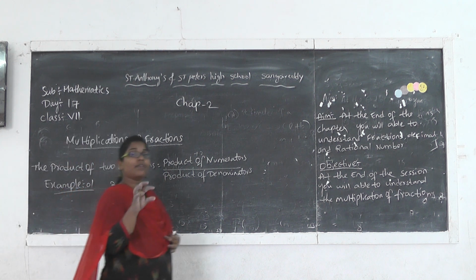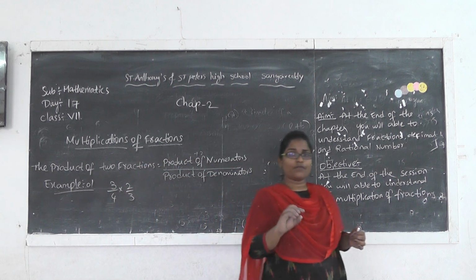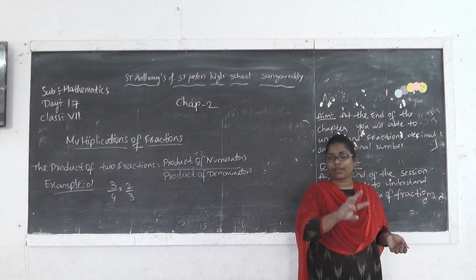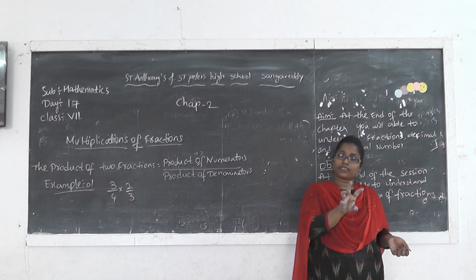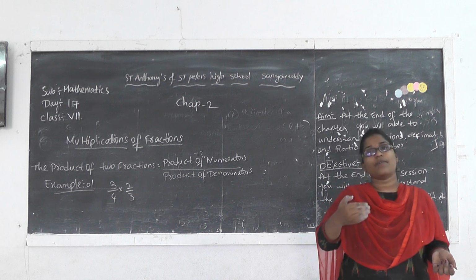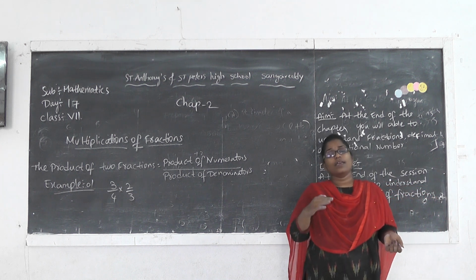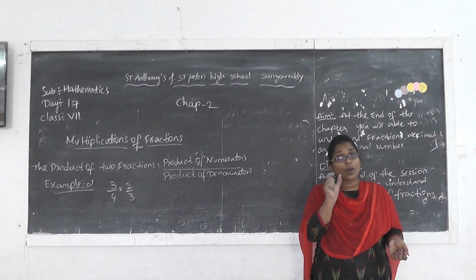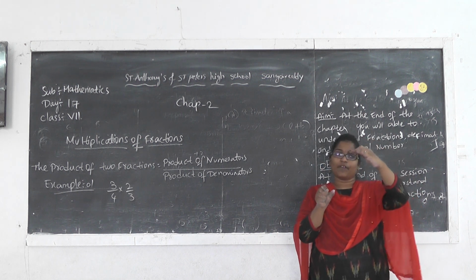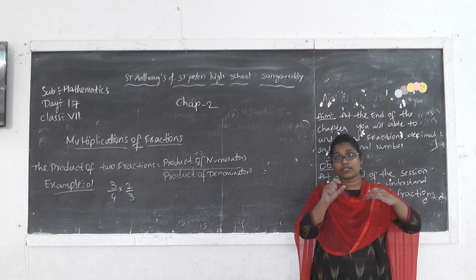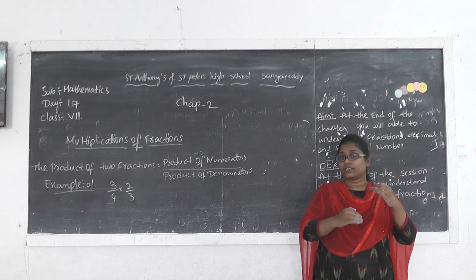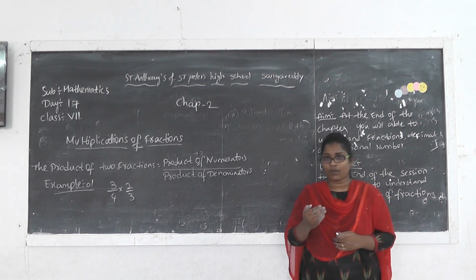Whenever we are solving addition and subtraction of fractions, what do we do? We observe whether they are like fractions or unlike fractions. If they are like fractions, we add the numerators and write the denominator the same. In the same way for subtraction, if the denominators are equal, we simplify the numerators. If the denominators are different, we convert the unlike fractions into like fractions and then perform the operation.